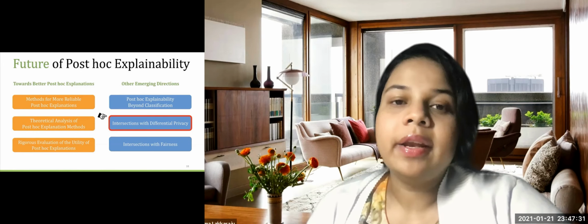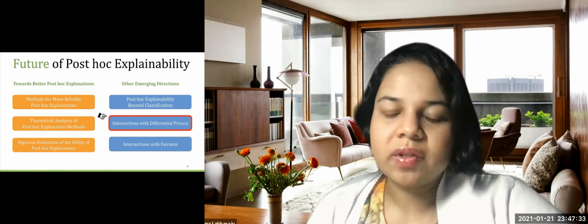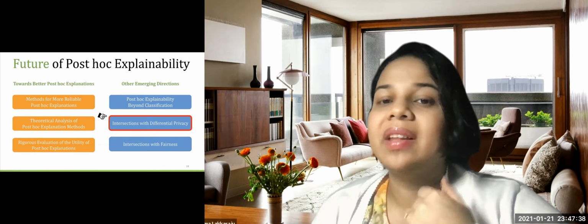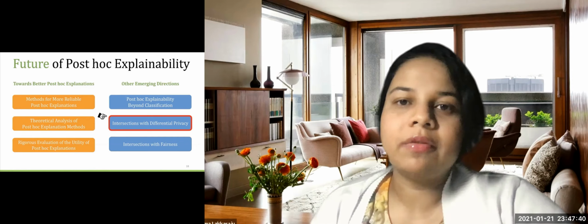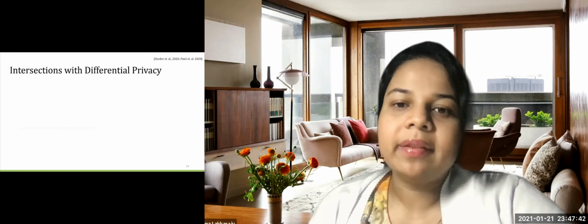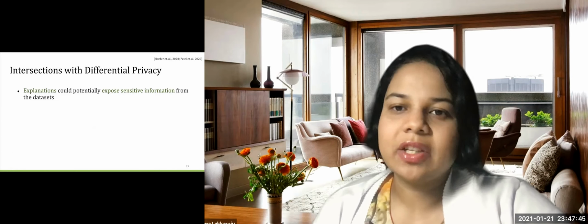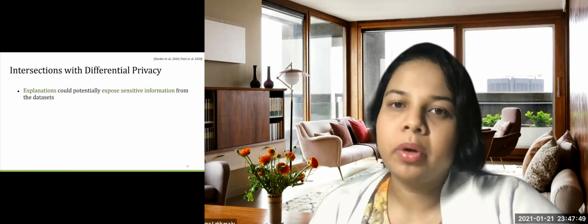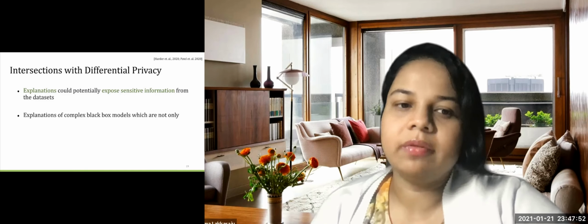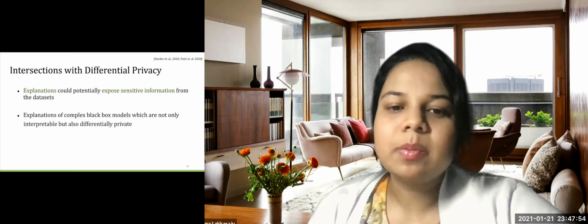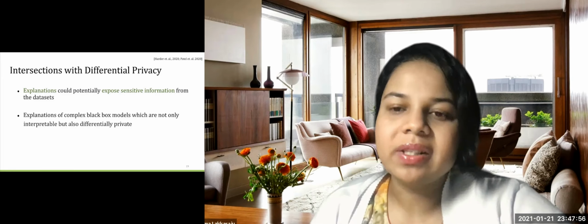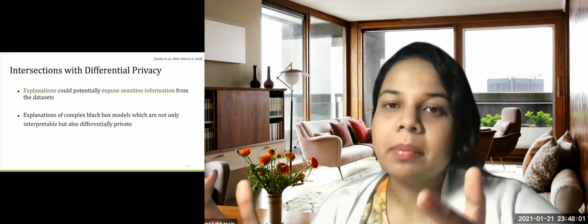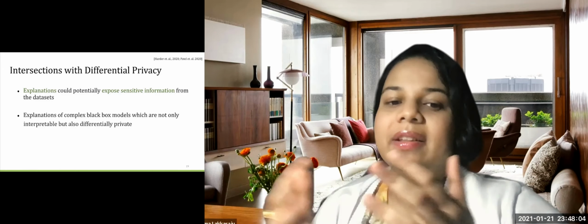All right, now there are also other emerging directions which basically involve thinking about the intersection of explainability with other areas under the umbrella of trustworthy ML. The first one that we would like to touch upon here is intersections with differential privacy. There is a real risk that explanations could potentially expose sensitive information from the data sets. For example, explanations of complex black box models can actually tell us a lot about what kind of data is there underneath and so on.